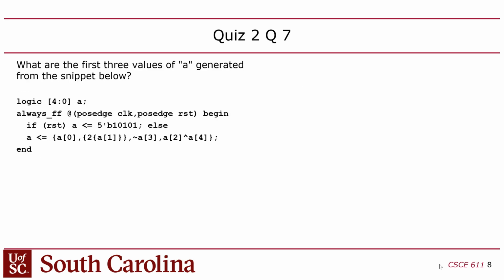Hadn't thought of that. Okay, what are the first three values of A generated from the snippet below? So here's yet another sequential logic. This one is a little trickier though because this one combines the sequential logic with the bit twiddling.